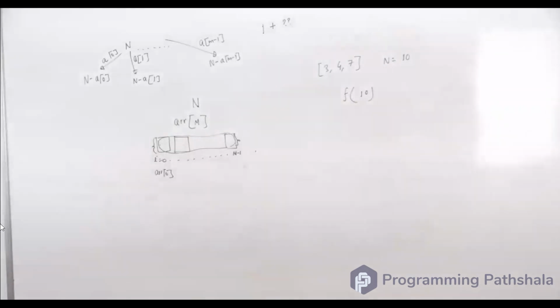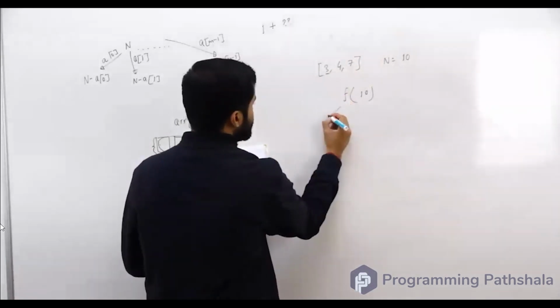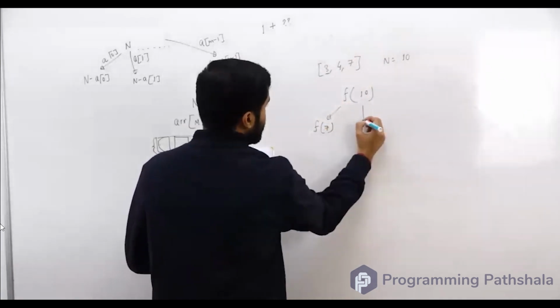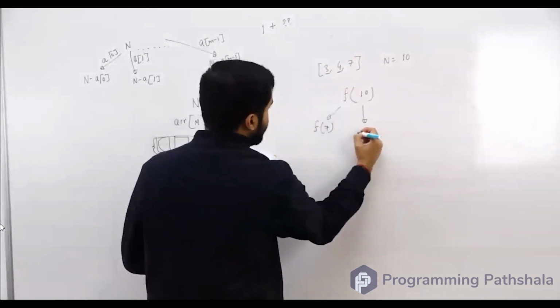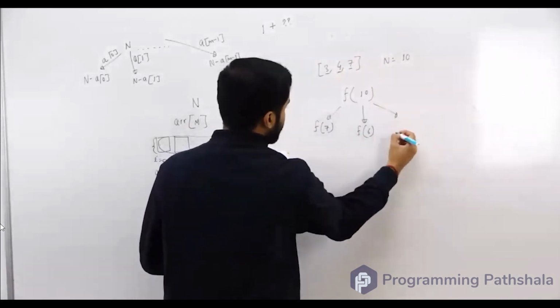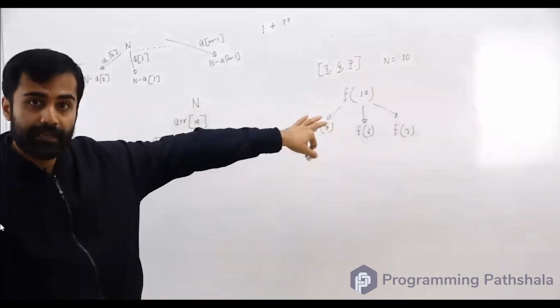Your first coin could either be a 3 rupee coin. If that's your first coin, you will move from f of 10 to f of 10 minus 3, which is 7. If your first coin is this, you will move from f of 10 to f of 10 minus 4, which is 6. And if your first coin is this, you will move to f of 10 minus 7, that is 3. You understand these transitions, how they are happening, right?